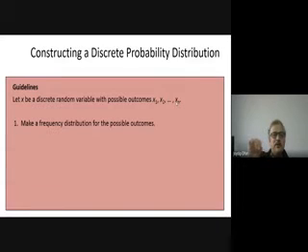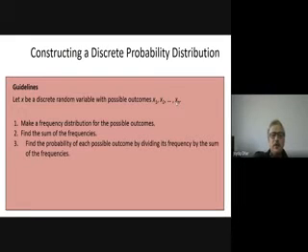First, we see what the frequency distribution is for all possible outcomes, x1, x2, ..., xn. Then find the sum of the frequencies. Then find the probability of each possible outcome by dividing its frequency by the sum of the frequencies. That means, how can we calculate the probability of x1, x2, ..., xn? If we know the frequency of each and we know the sum of the frequencies, we divide each frequency by the sum of the frequencies, so we get the probability of x1, the probability of x2, and the probability of xn.